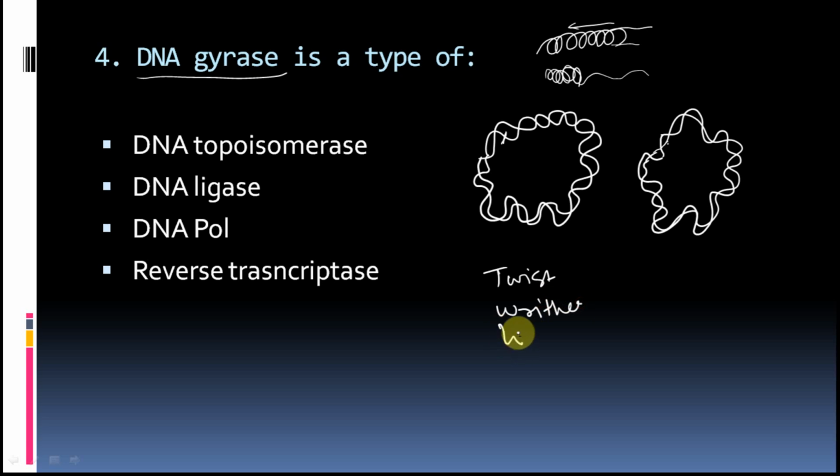So there are terms called twist, writhe, and linking number. What are all these things? If you comment down below, I can make a separate video on that and explain what all these things mean. This is related to DNA topology. If you understand DNA topology, then you will be able to understand what DNA gyrase is actually doing, how it is uncoiling and why it is important, right? So here just remember that DNA gyrase is a type of DNA topoisomerase.